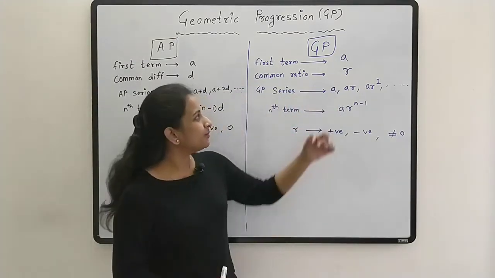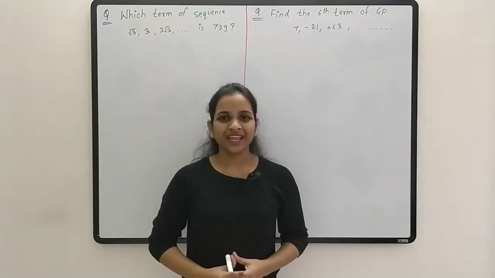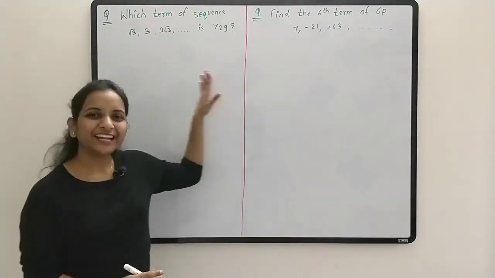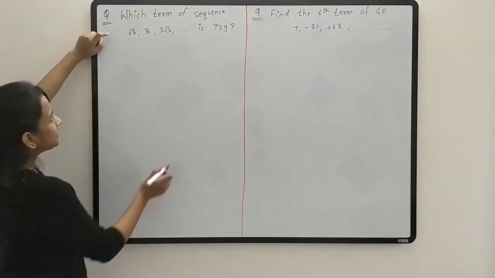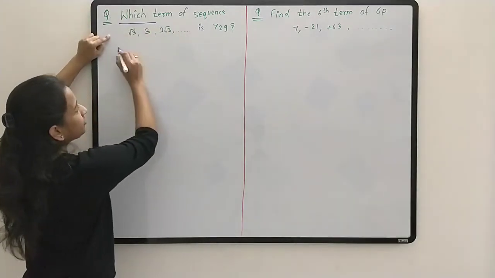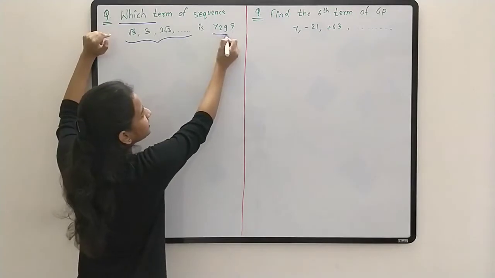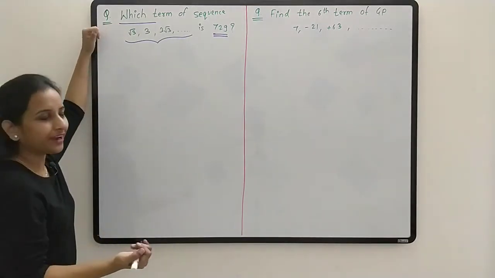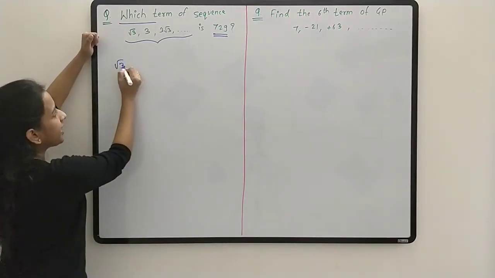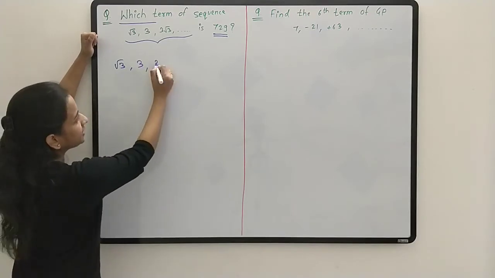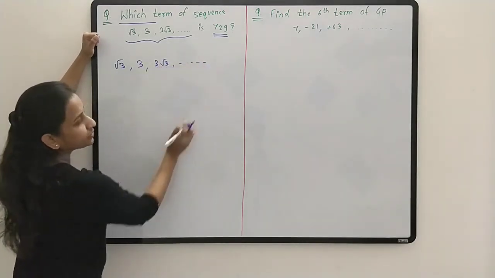Now let's solve a few problems on GP series. Here I have taken two problems. Let's solve this first. So what is asked? Which term of the sequence? The sequence is already given. Which term of this sequence is 729? That we have to find. So we already have the sequence root 3, 3, 3 root 3 and it continues.